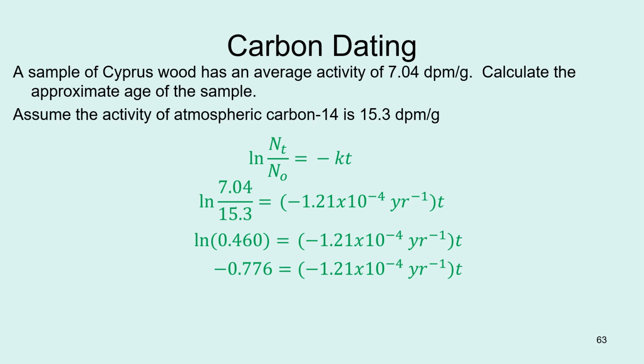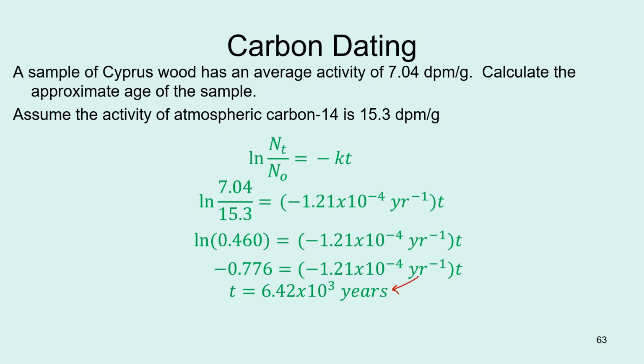And now we divide both sides by negative 1.21 times 10 to the minus 4 inverse years. Divide both sides by that, and we get about 6,420 years, which makes sense. It's a little bit more than the half-life. So your units will match. The K is in inverse years, so our answer will be in years.